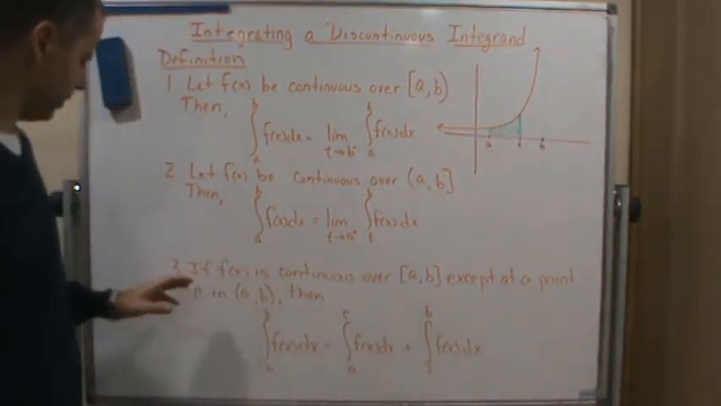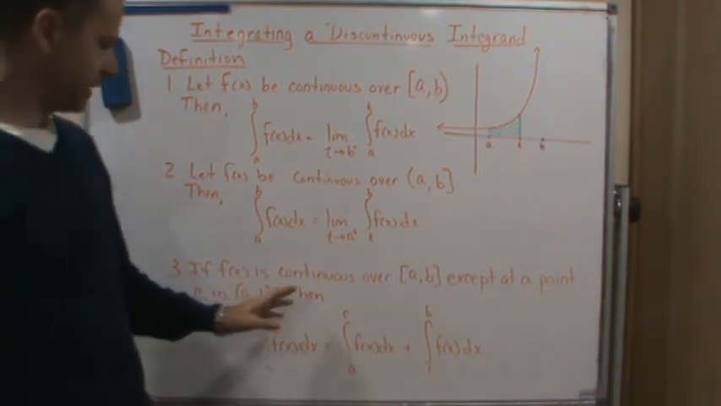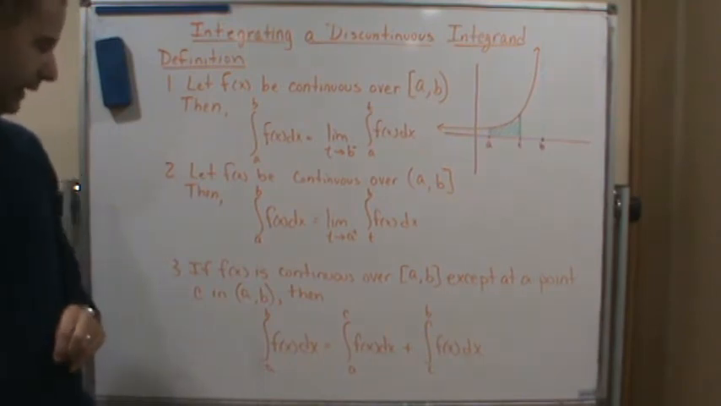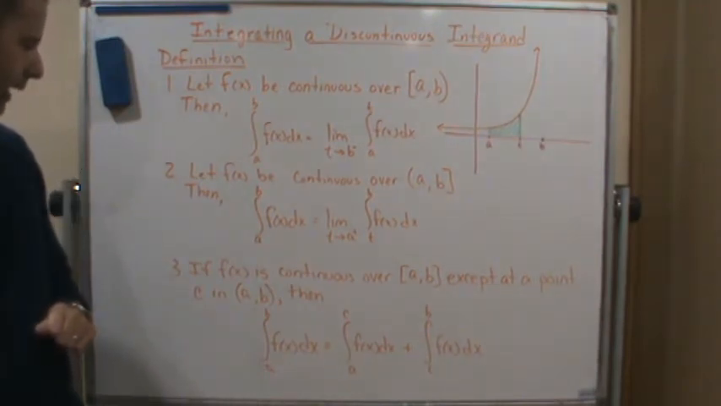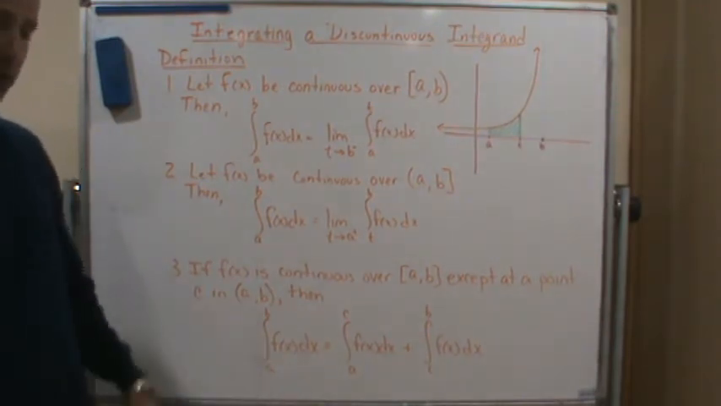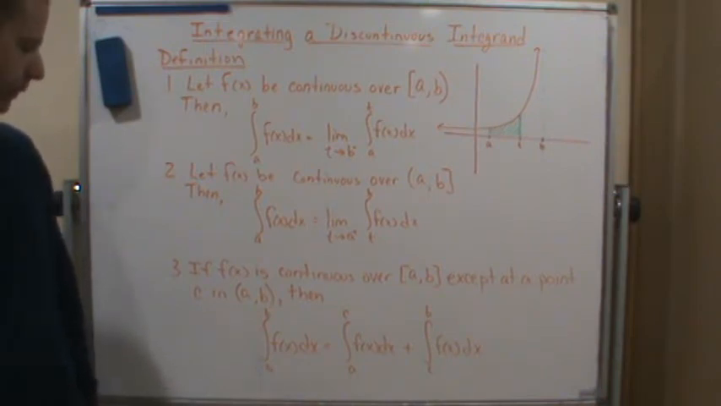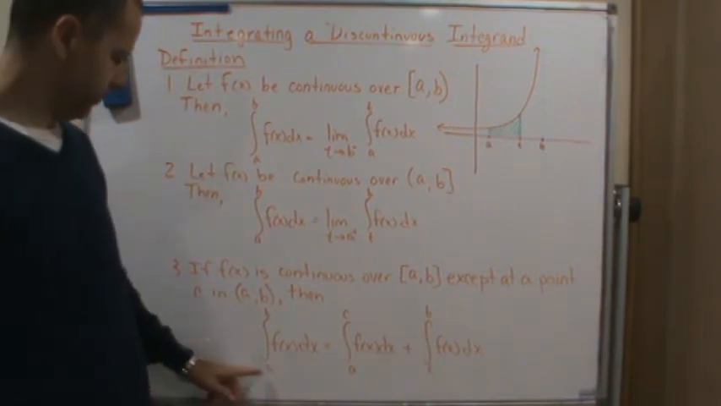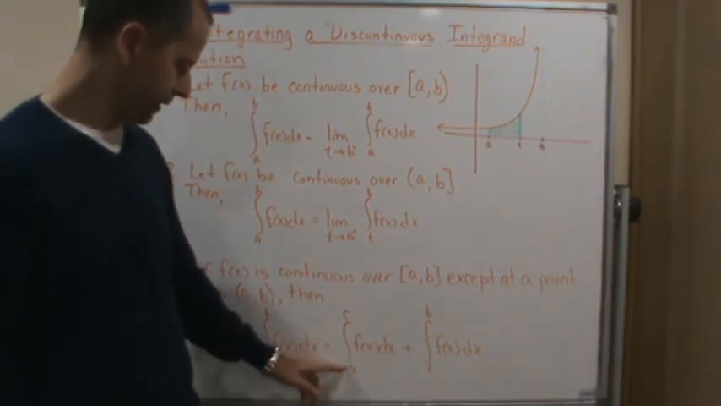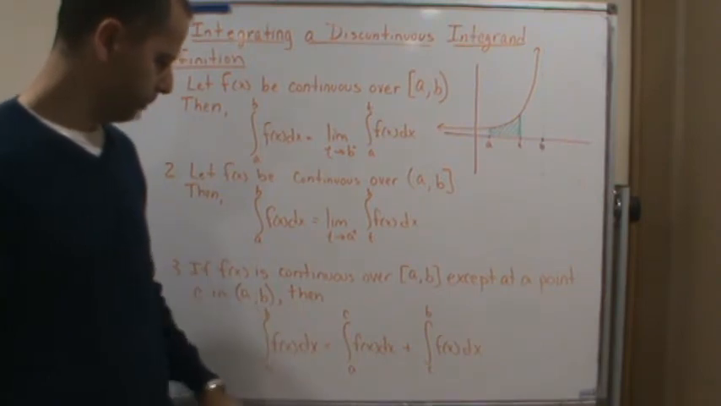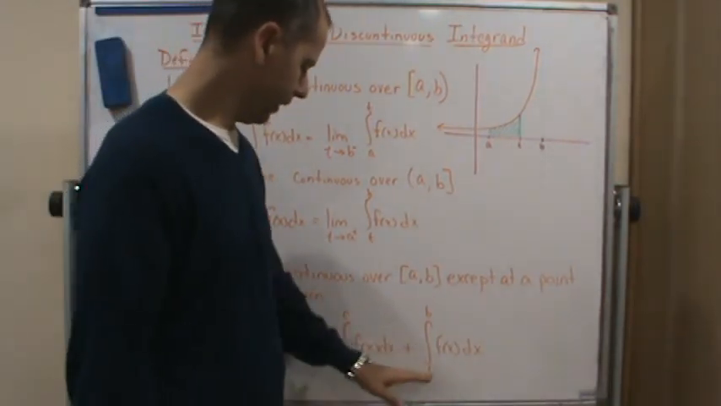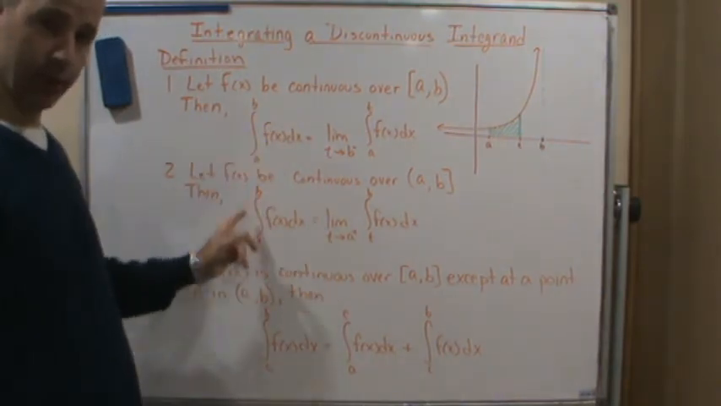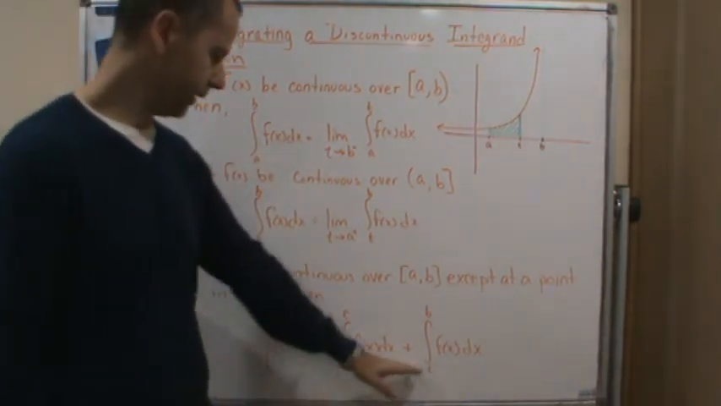And then finally, the third one is if f of x is continuous over the entire interval except at one point, C, and C is somewhere in the interval from A to B. Then we're going to split it up into two different integrals. We write the integral from A to B as the integral from A to C plus the integral from C to B. And again, we treat these two the same way that we would treat number 1 and 2. That's why I didn't write the limits.